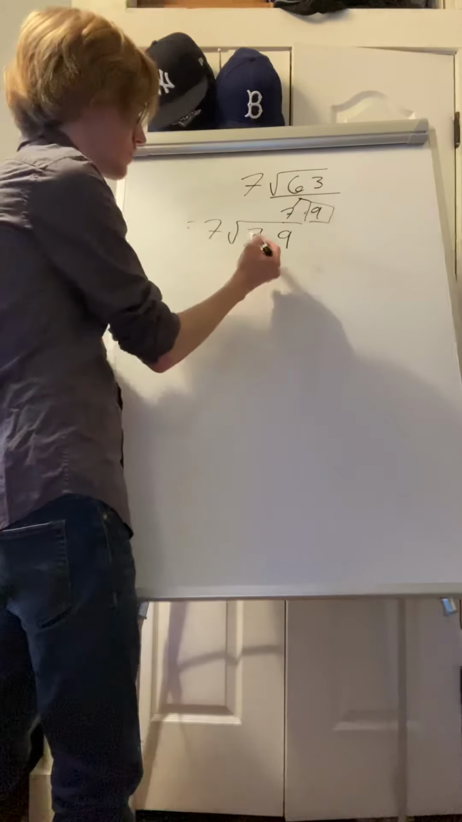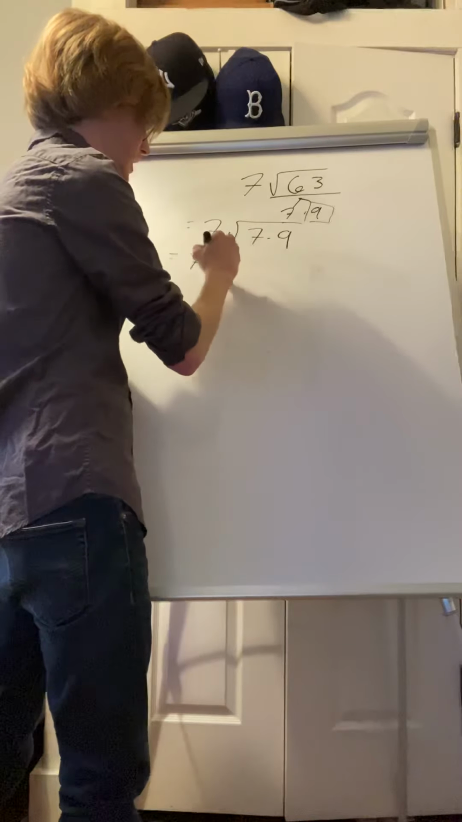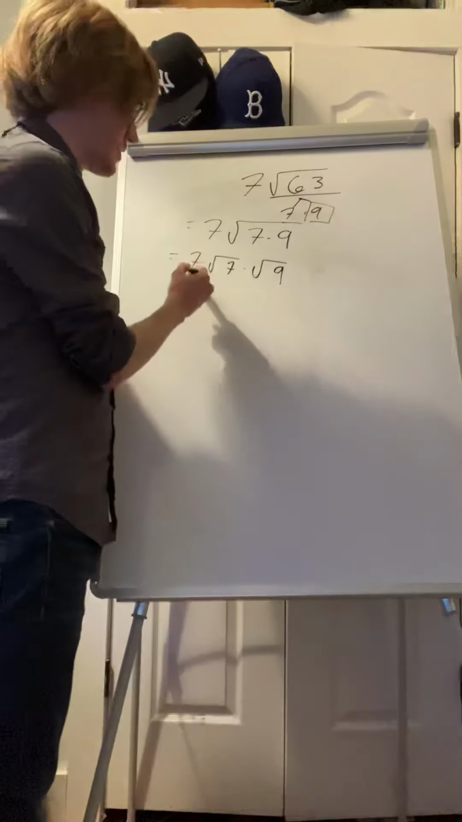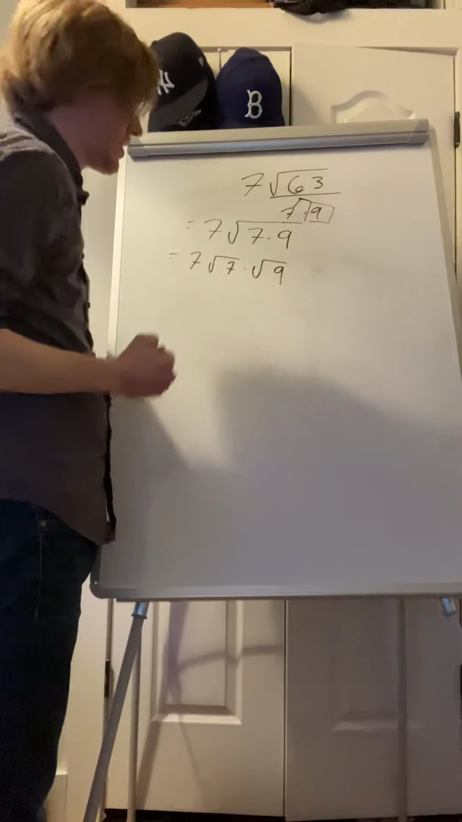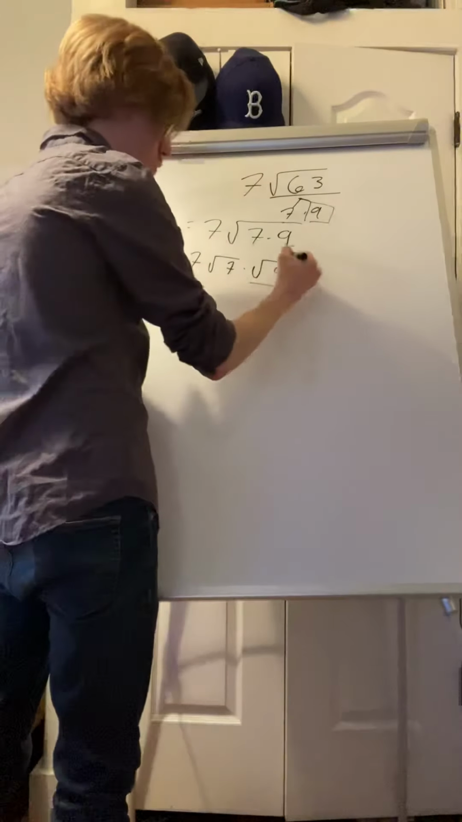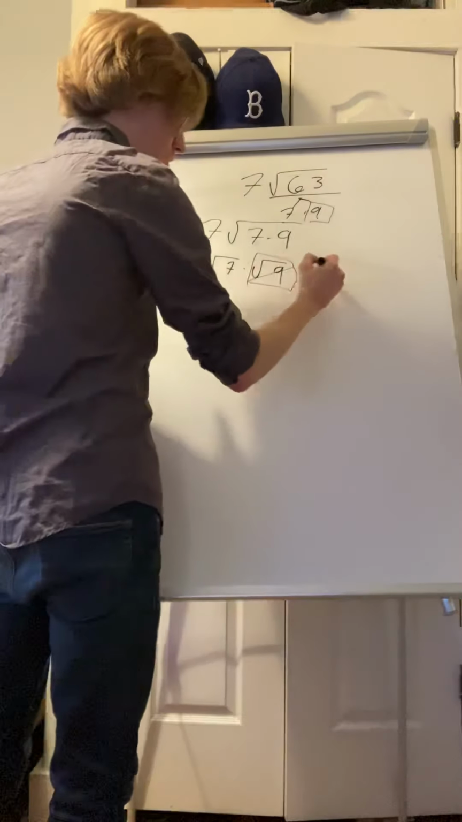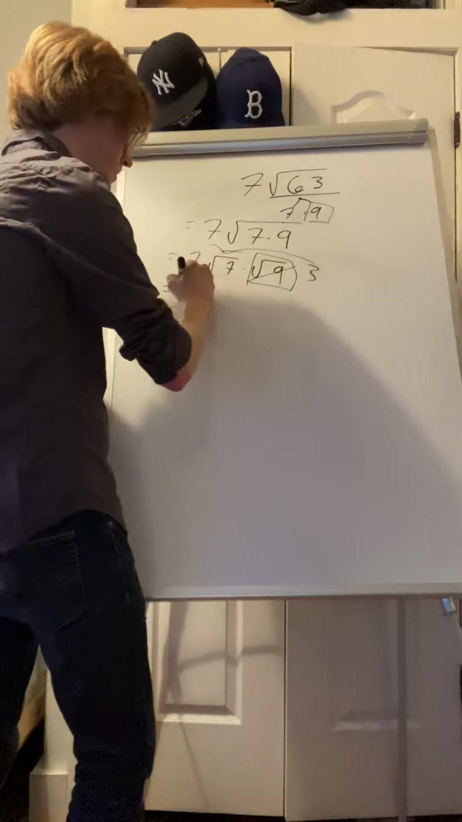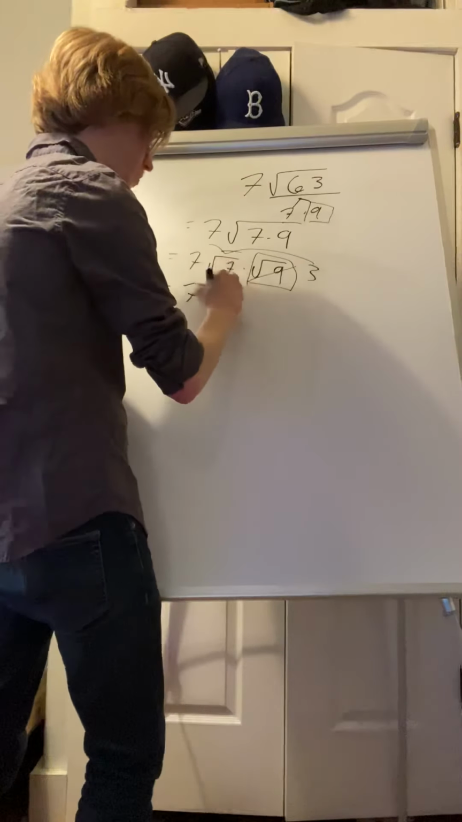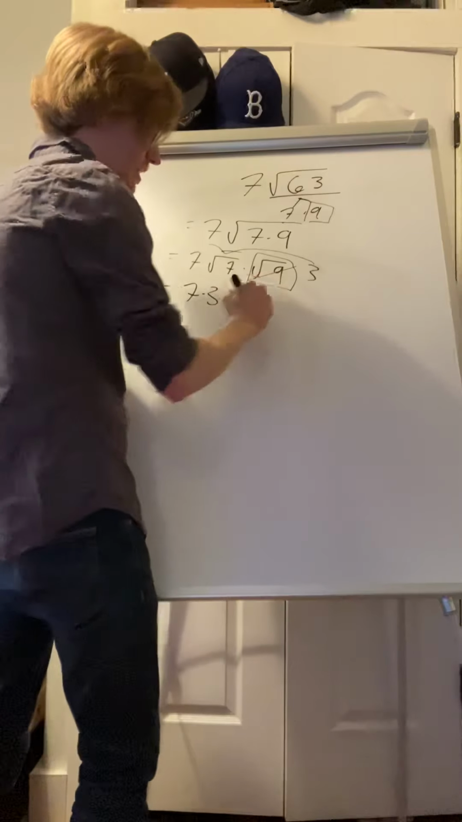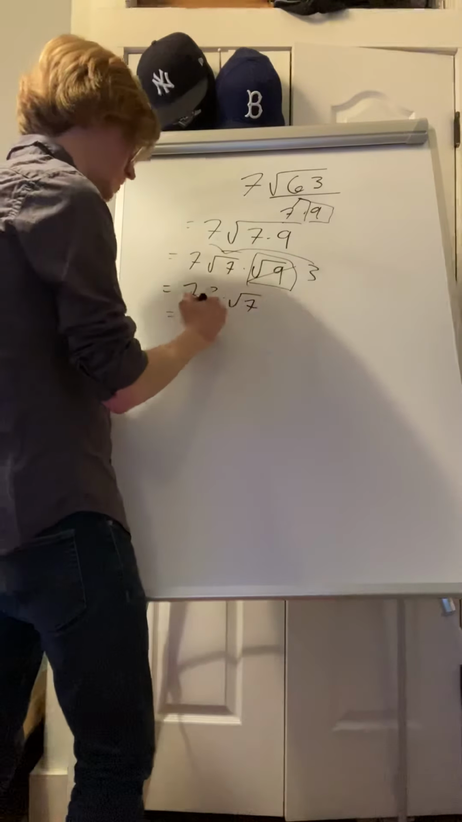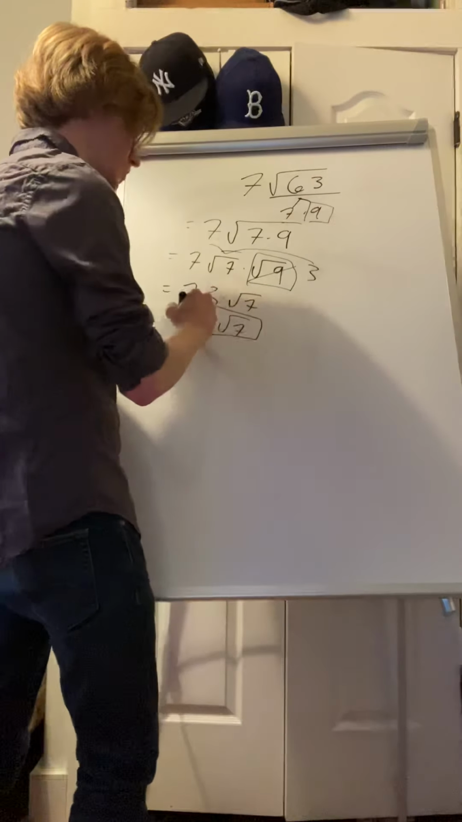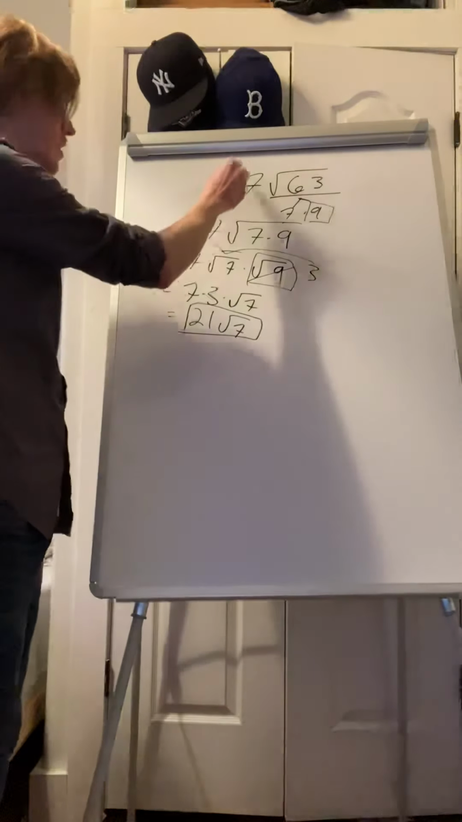Now, we can rewrite that as 7 times the square root of 7 times the square root of 9. One of these is a perfect square. The square root of 9 is a perfect square. That simplifies to 3. So that 3 now comes outside the expression, and we get 7 times 3 times the square root of 7. Well, 7 times 3 is 21. 21 times the square root of 7, and that is your simplified version of what we started with.